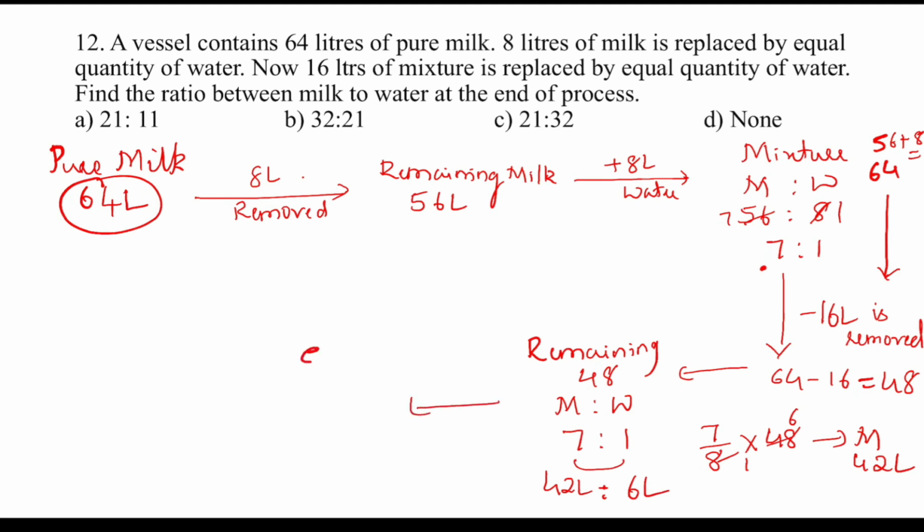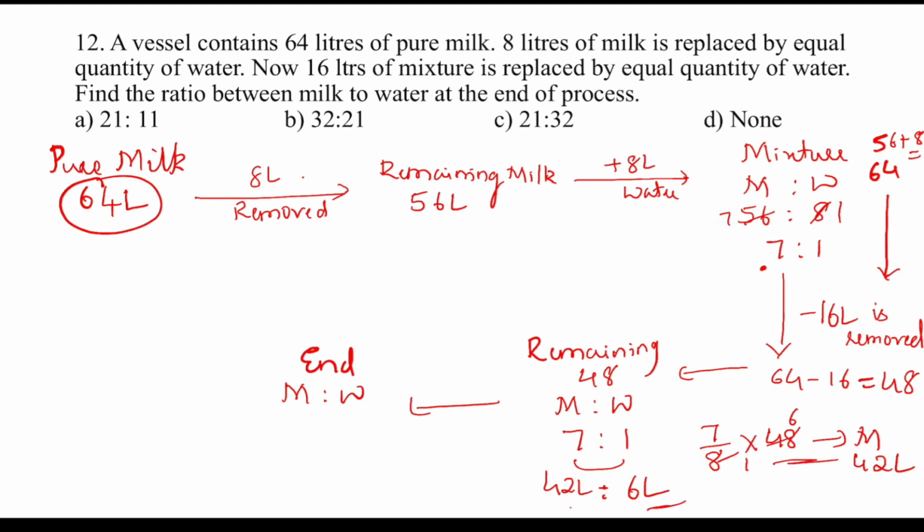So at the end, okay, at the end, milk is to water is how much? Milk is 42 liters and water is 6 liters. So 16 liters is removed. So after removing 16 liters, 48 liters is remaining. In 48 liters, milk is 42 liters, and water is 6 liters.